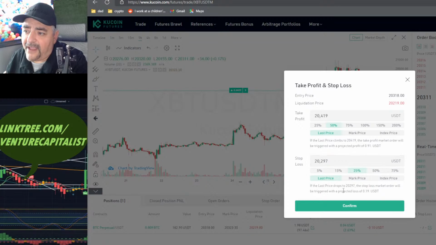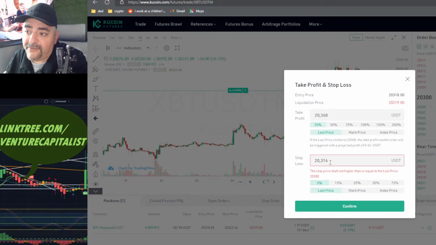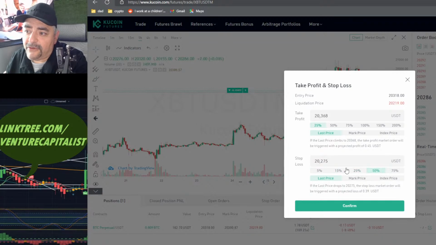Now, if it breaks down below that, it will sell. If it breaks up above this, it will sell, meaning that it will take our profits at 50% gains or 25% gains, which is really what we want, or it will sell at 15% loss or 5% loss, protecting us, meaning that it will sell at that price in case it's going the wrong direction. Okay, and that's pretty much how easy it is to get yourself set up.